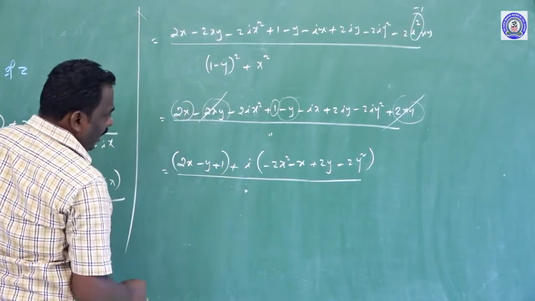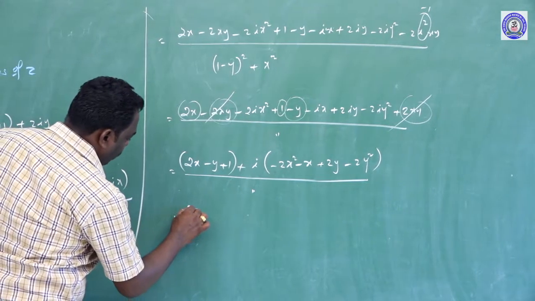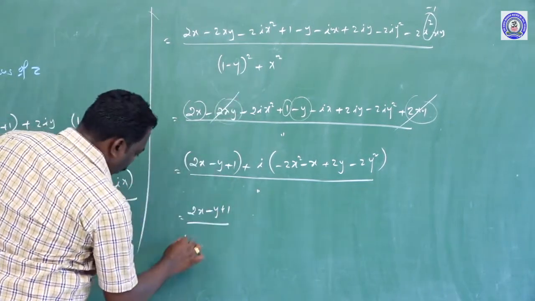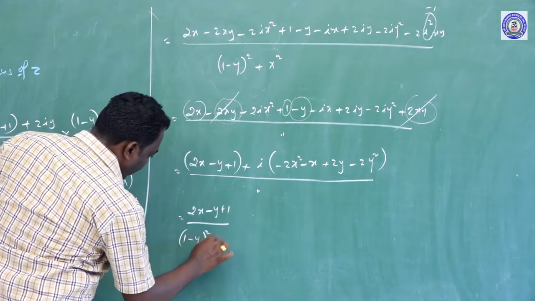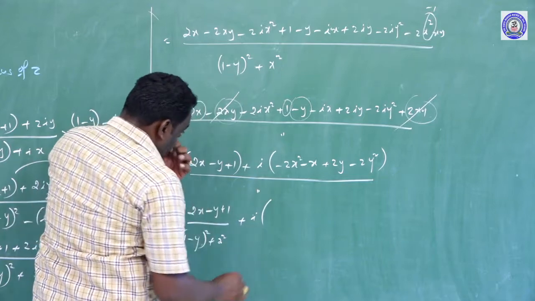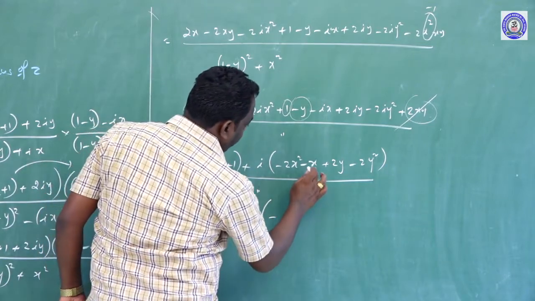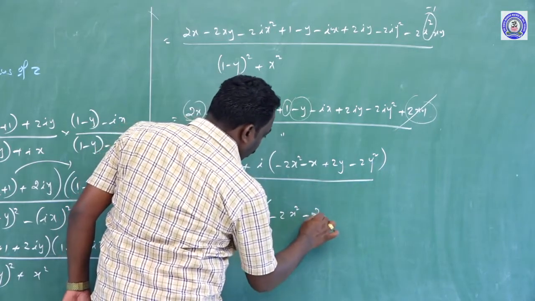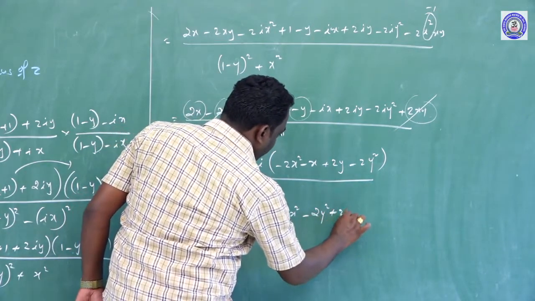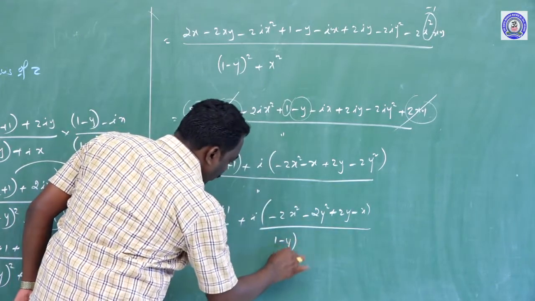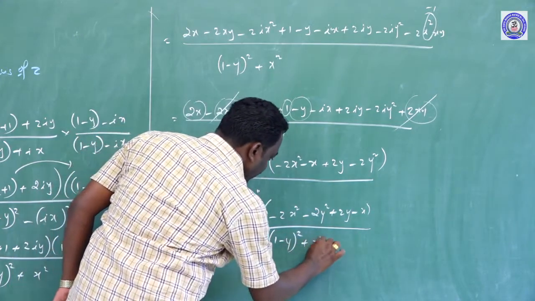Now separating the denominator, that is equal to (2x − y + 1) over (1 − y)² + x², then plus i taken commonly, (−2x² − 2y² + 2y − x) over (1 − y)² + x², which is common.